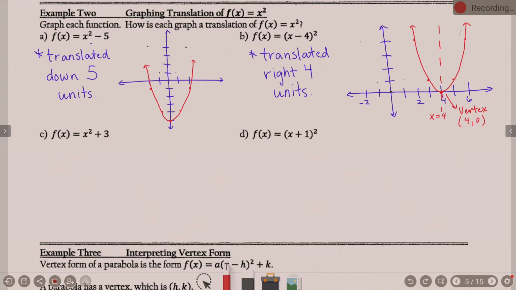Okay, how are we thinking here? We okay with that? Okay. So what about C? Is C easy now?